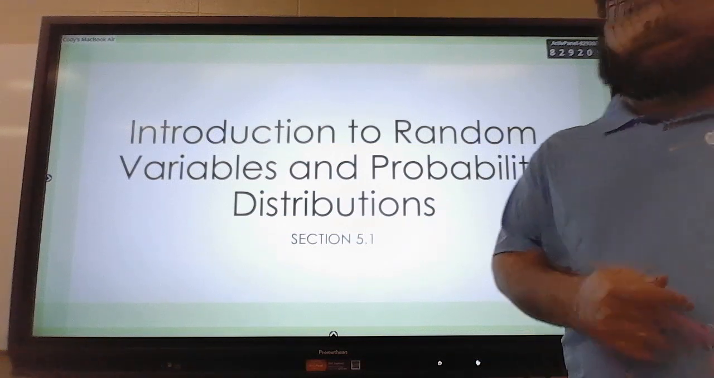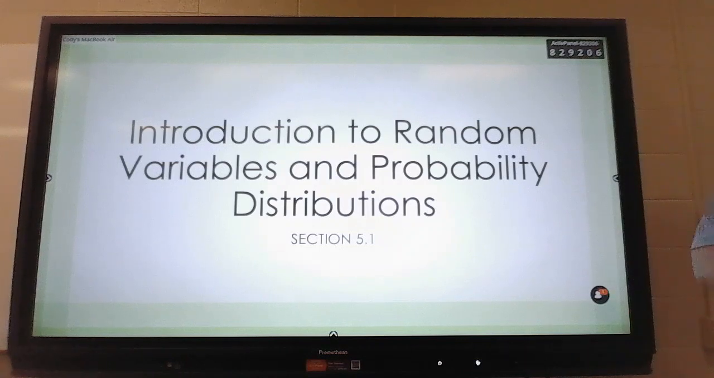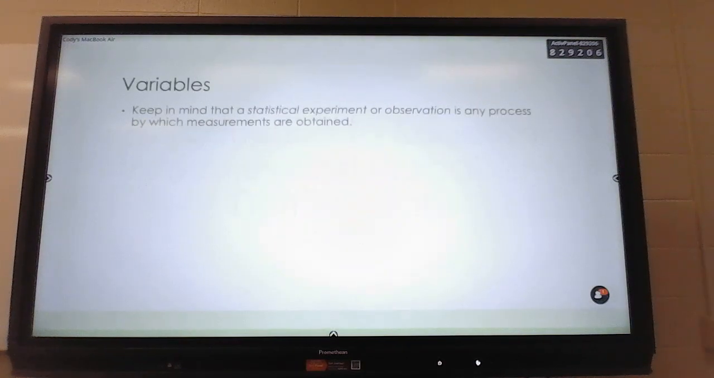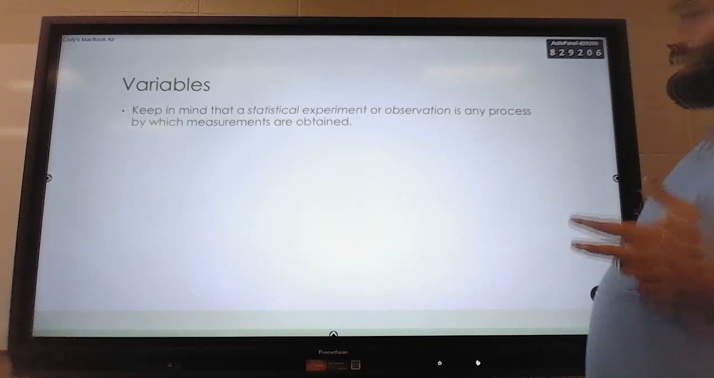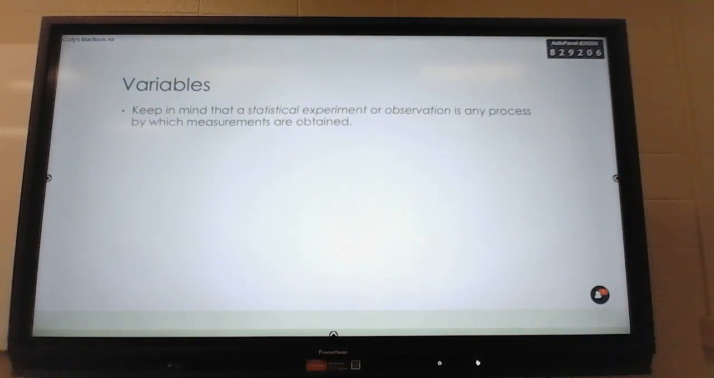All right. Today we're going to start diving into chapter 5. This section is on random variables and probability distributions. Earlier on, I believe this was in chapter 1, we talked about what a statistical experiment and observation is. So, a statistical experiment or an observation is any process by which measurements are obtained.